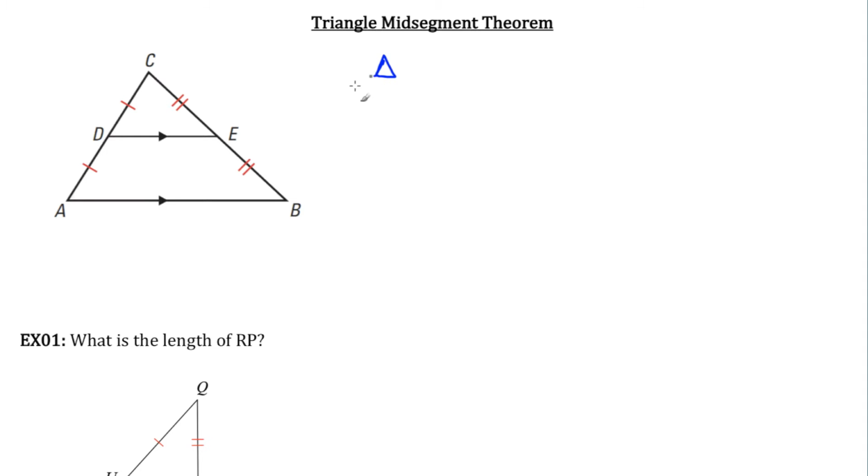So we have this triangle, ACB, triangle ACB. On this triangle, both points D and E are midpoints. If they're midpoints, that means that they cut these sides in half. So basically, DA is congruent to CD.